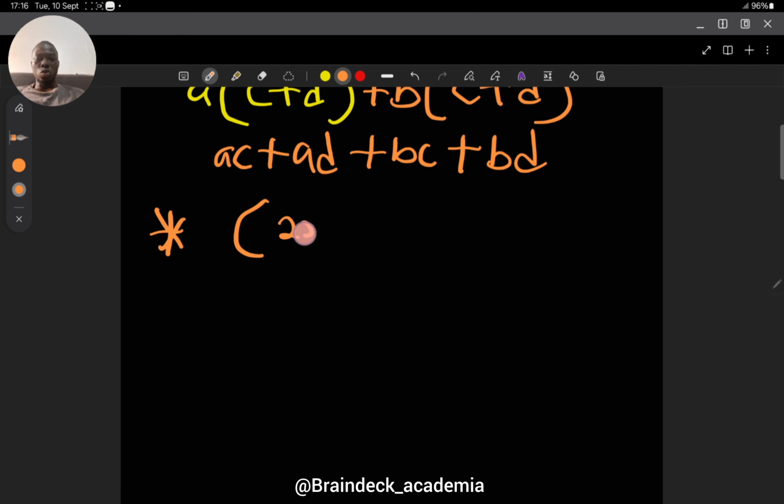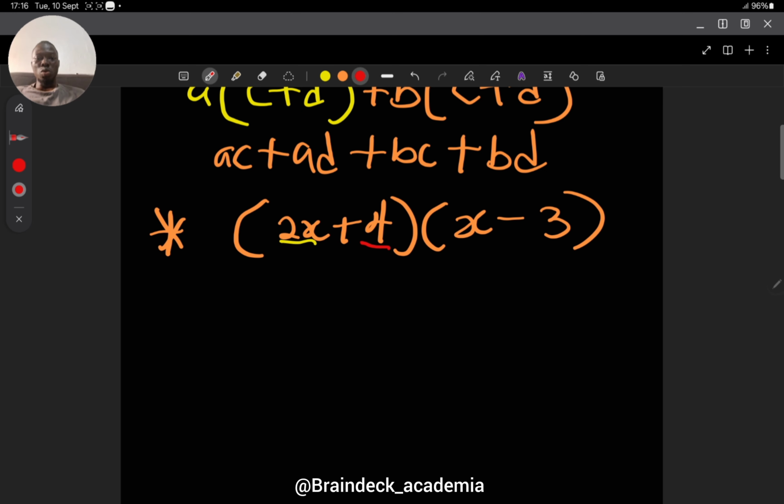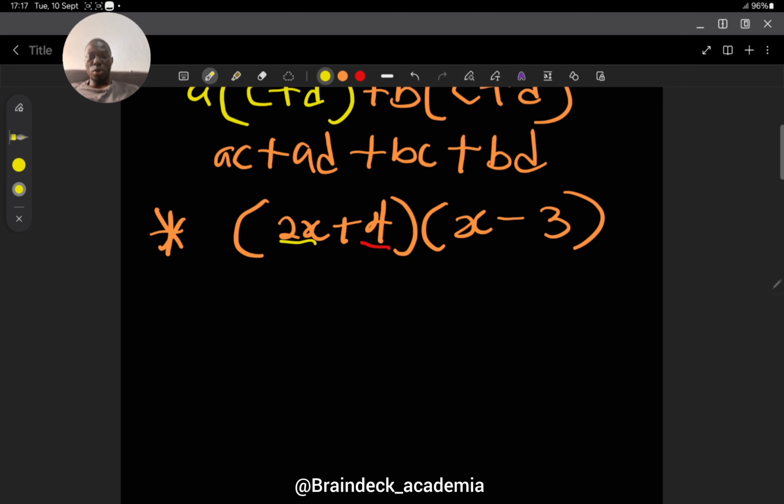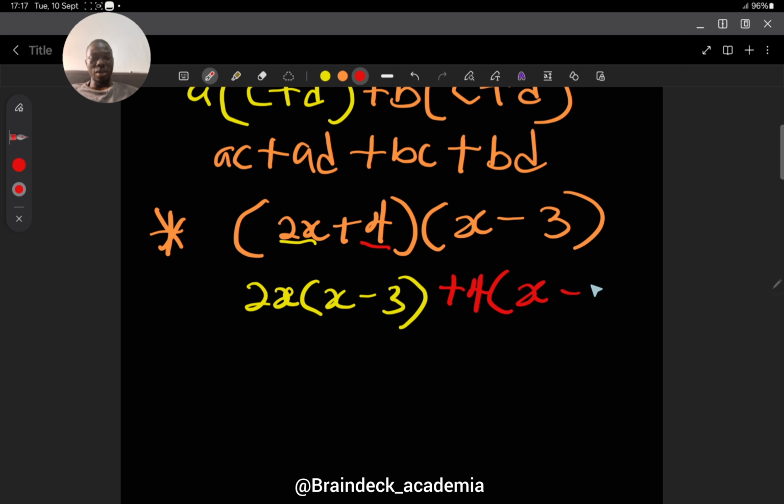Okay, another question. You can have a question like this: 2x plus 4 bracket x minus 3, and you're asked to expand this. How do we expand this? Remember, I told you to use the individual values in the first bracket to multiply everything in the second bracket. So the first value I have in the first bracket is 2x. So I'm using 2x to multiply everything in the second bracket, which is x minus 3. Then the second value in my first bracket is plus 4 bracket x minus 3. The next thing to do is to distribute.